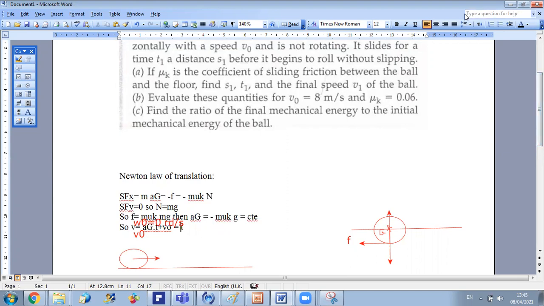So here you can just say that it is minus μk times g times t plus v0. هيدي الاكسبريشن للـ velocity. هني سموها v1، فإذا v1, this is v1 function of the time.